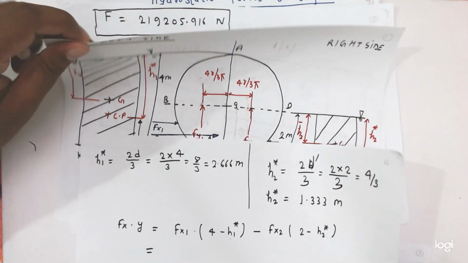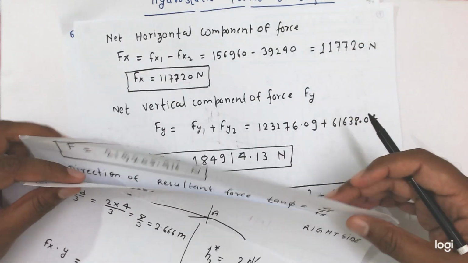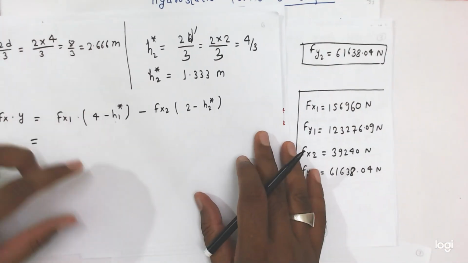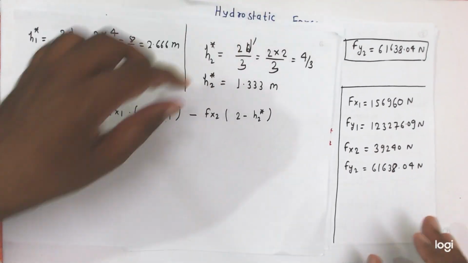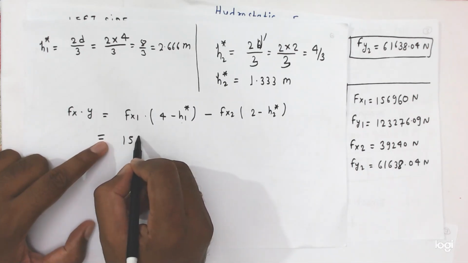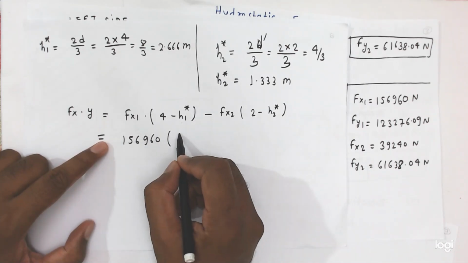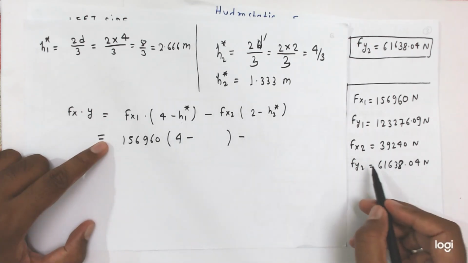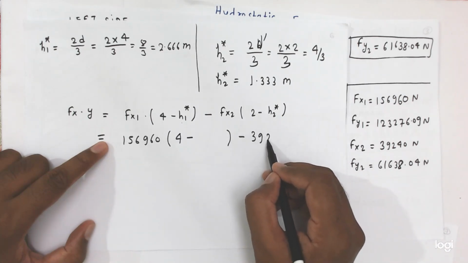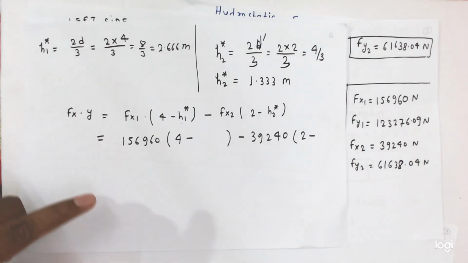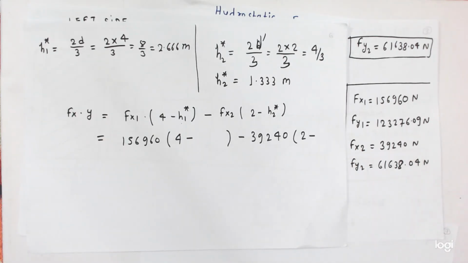Where we calculated here, Fx1 value is equal to 156,960 into 4 minus H1 star. Okay, we'll put it here. Minus Fx2, which is equal to 39240 into 2 minus H2 star. So H2 star we already calculated.